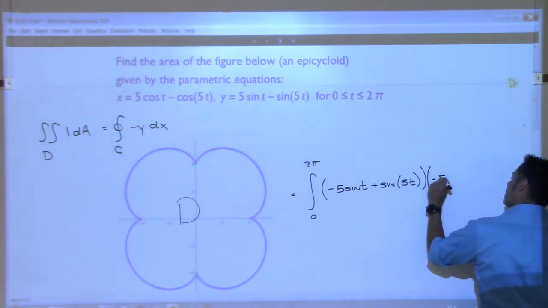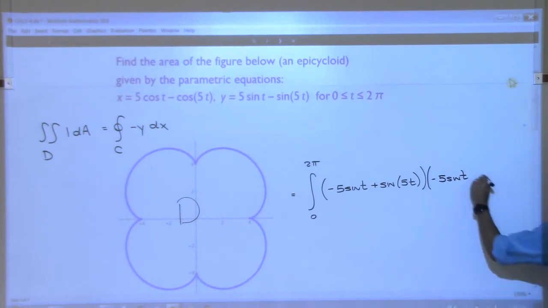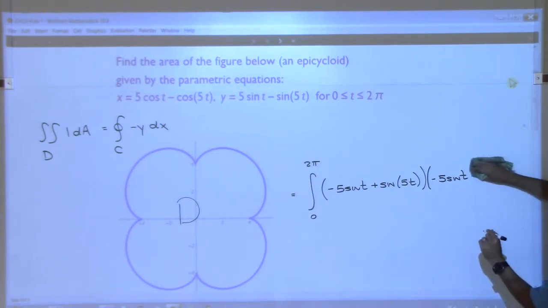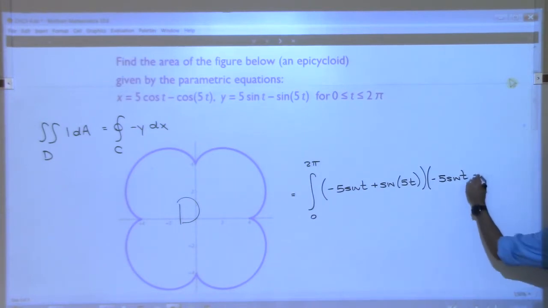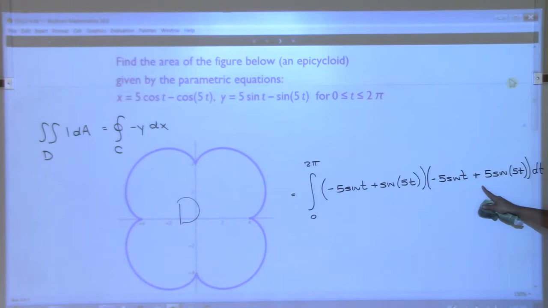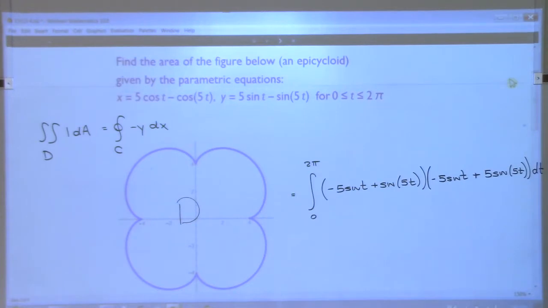Negative 5 sine t. And then plus derivative, not anti. So we still have, no, it's plus. It's plus 5 sine of 5t dt. Agree? Dx, negative y. Now, this is not that great of an integral, but I think things do get, I don't know, do they multiply out and become good or no?